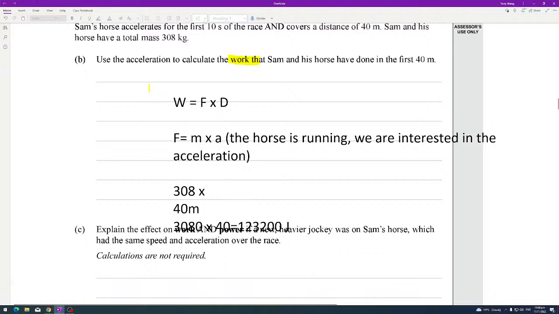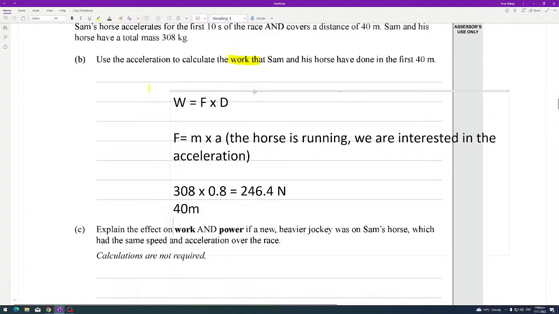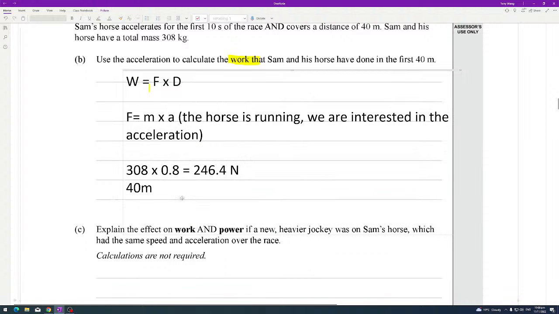So the acceleration is 0.8, and that will equal this many newtons, and then you will just simply do 246.4 times 40 meters, and that will give you this many joules. Okay, yep.